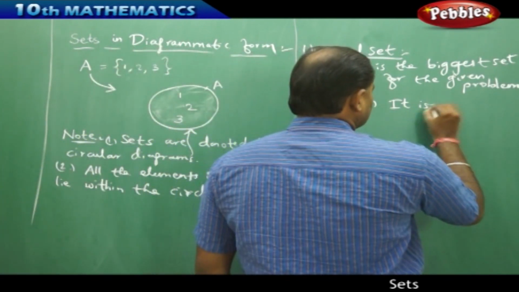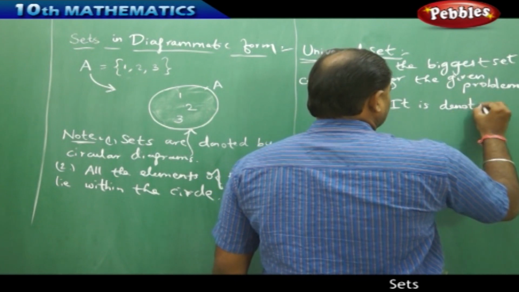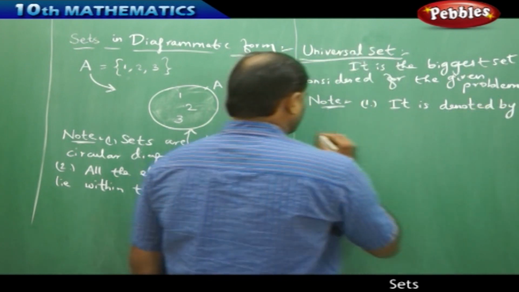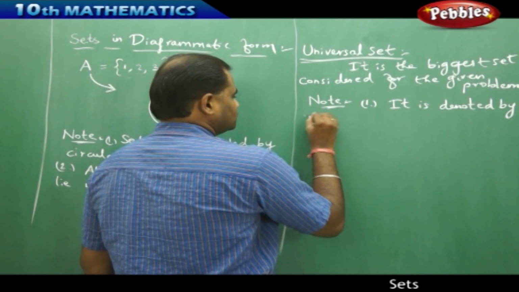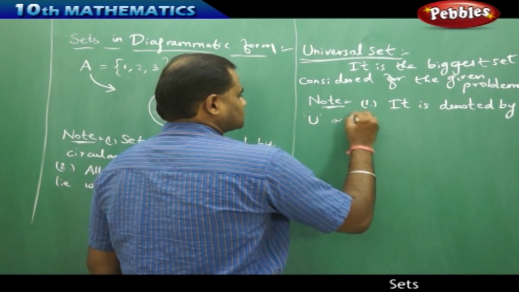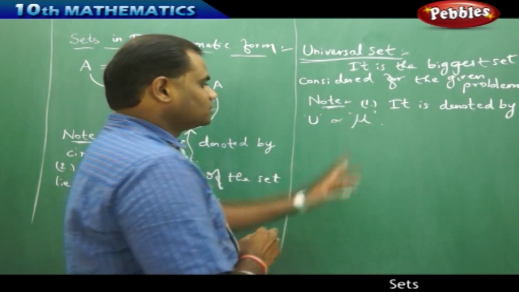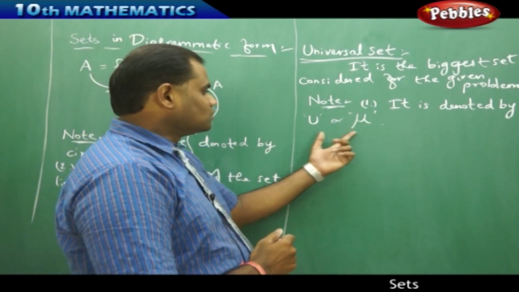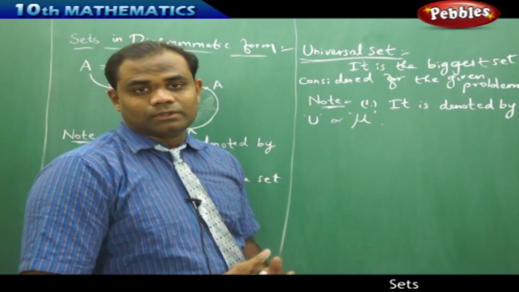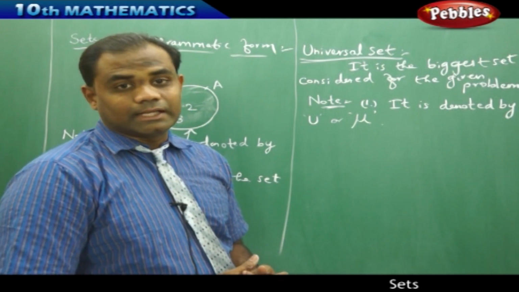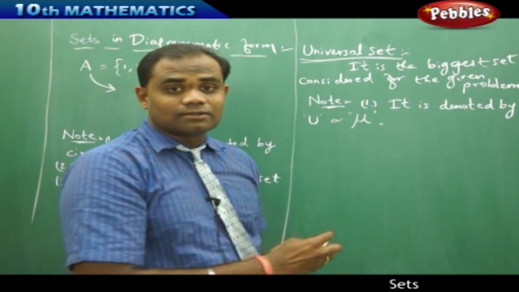So it is denoted by U, or sometimes some mathematicians denote it with mu. We read this as mu, or we can also denote it by U. Both mean the universal set, the biggest set of the given problem.